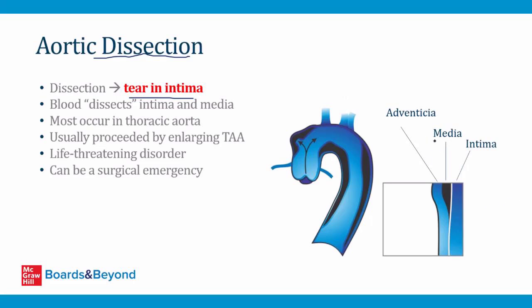So once again, here are the 3 layers of the aorta. If the blood is out here, this is the intima layer, which is in contact with the blood. Then we have the media, and then we have the adventitia. In a dissection, there's a tear in the intima, and it lets blood get into this space, shown in black here, between the intima and the media. And so blood dissects or separates the intima from the media. That's why it's called an aortic dissection.